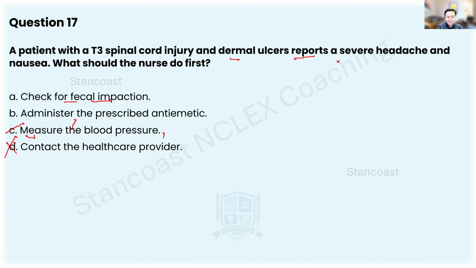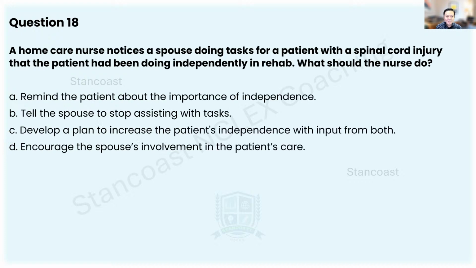But if you are going to do letter A, checking for a fecal impaction, what's going to happen next? Will you do the blood pressure after? I'm not quite sure how your approach is going to be if you select letter A first before blood pressure monitoring. And so again, select that assessment skill or action that will immediately identify the hypertensive crisis in this scenario, and nothing else. That's only letter C.